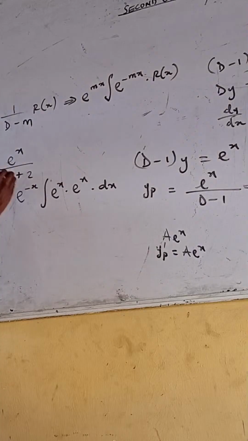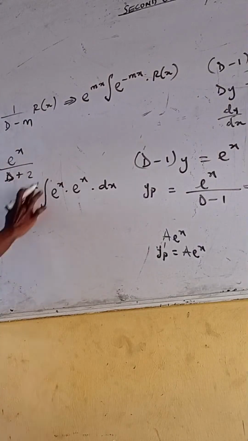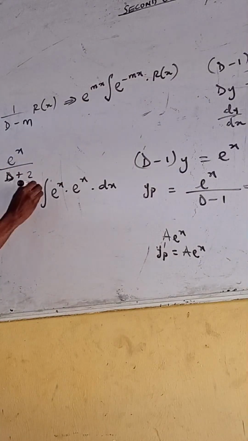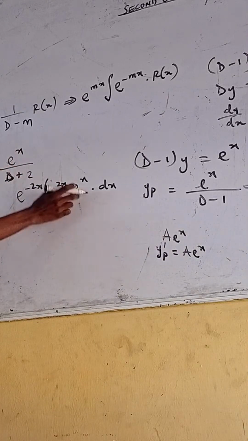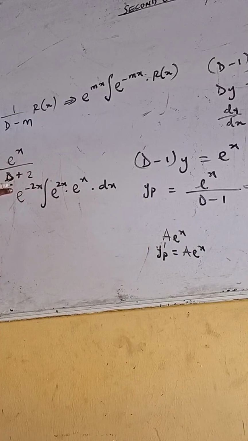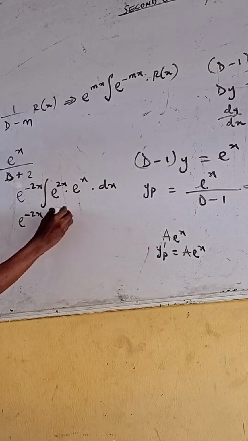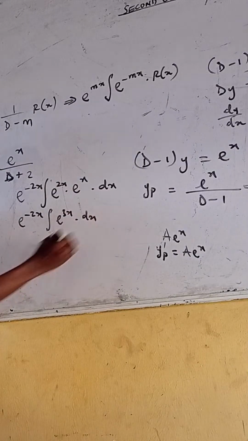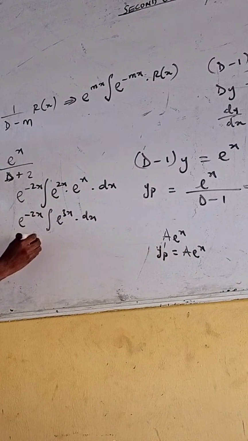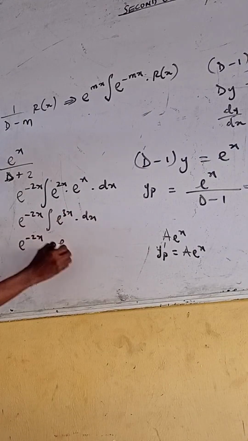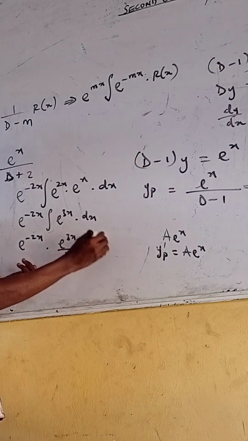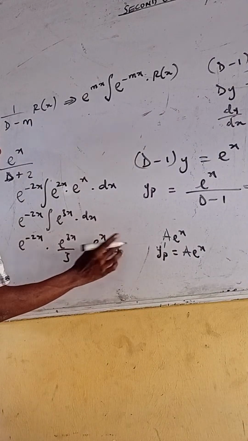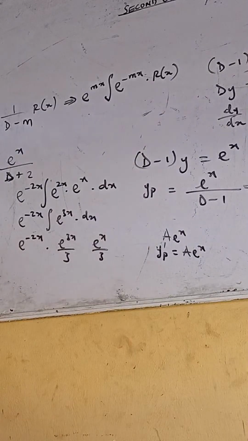No, this is D, please. Let's say it's D plus 2. So I'll write this as e minus 2x, raised to power 2x, dot what was on top before. Do you get what I'm doing now? Yes. So we now have e minus 2x integral of e raised to power 3x dx. So this will give me e minus 2x dot, if I integrate this, e raised to power 3x over 3. So if this multiplies, I have e raised to power x over 3. You cannot add your plus. So that's the final answer.